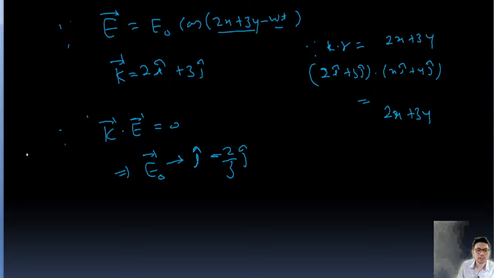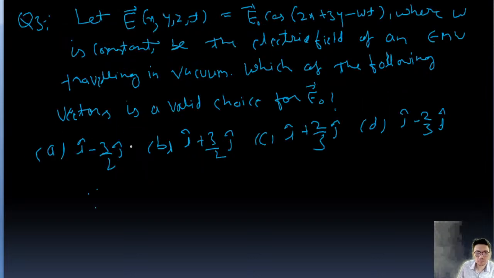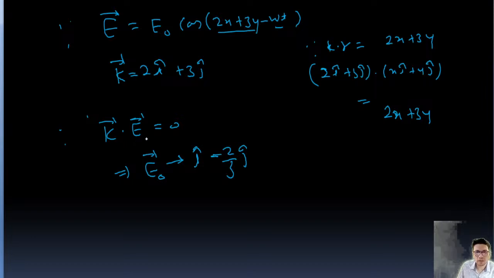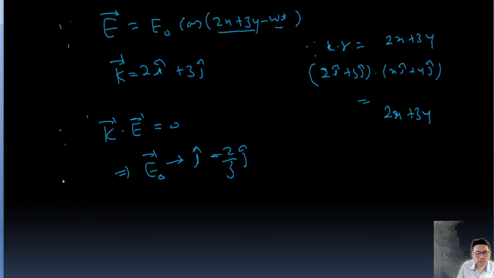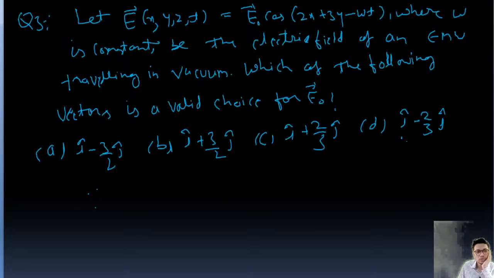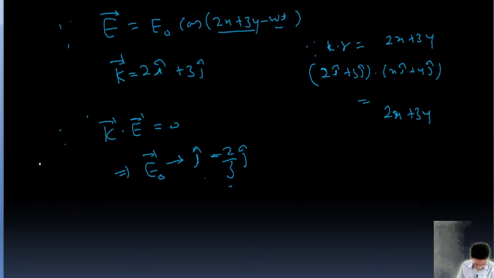Because how have we got it? Very simple: k dot E, we need to find k dot E naught, right? We just take this and this, and this is going to give this value. I hope you have understood it, guys. Very simple. So the best choice for E naught is I cap minus 2 by 3 j cap. Okay, guys, next question.